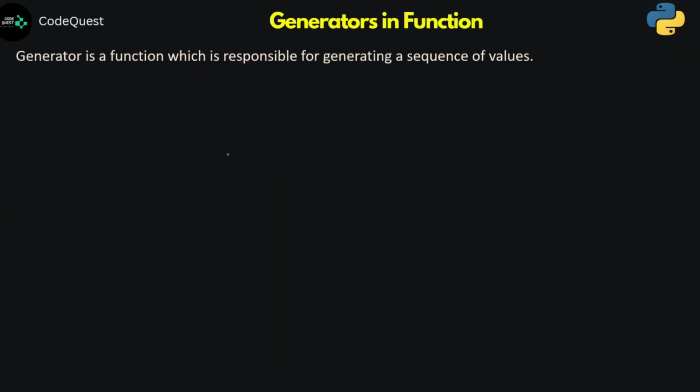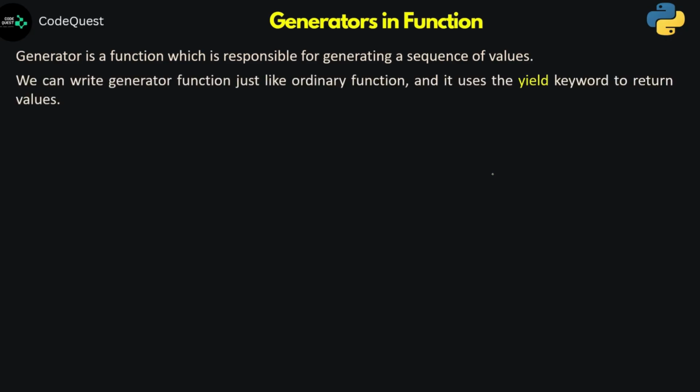A generator is a special function which is actually responsible for generating a sequence of values. We can write a generator function just like we define an ordinary function. But because a sequence of values is being generated by this function, we need to use a keyword, that is yield, in order to return the values.